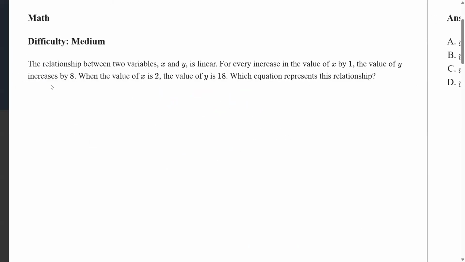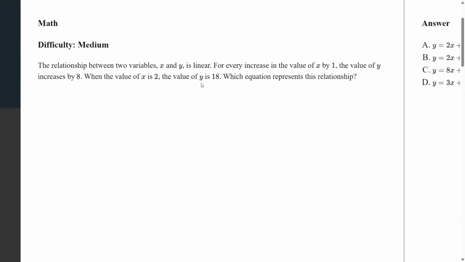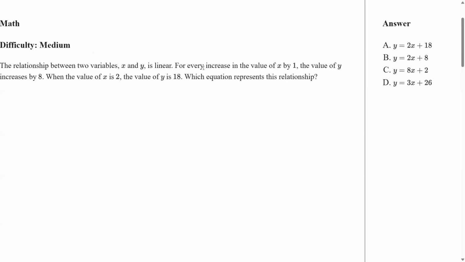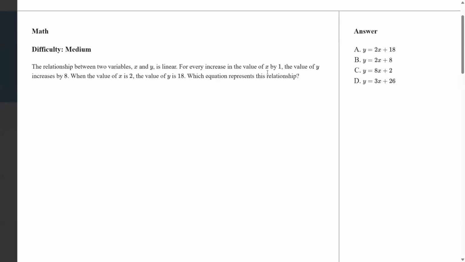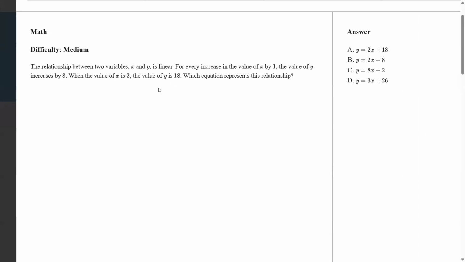The relationship between two variables x and y is linear. For every increase in the value of x by 1, the value of y increases by 8. When the value of x is 2, the value of y is 18. Which equation represents the relationship? So it tells you that for every increase in the value of x by 1, the value of y increases by 8.